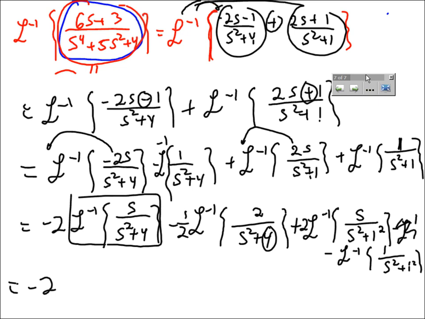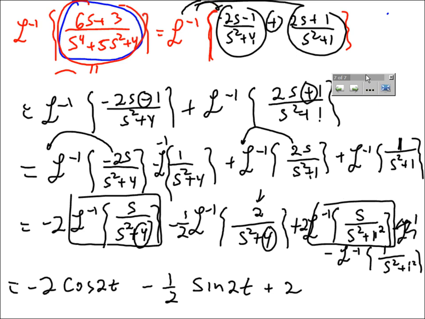The thing is, we're supposed to just memorize things like that. This is either a sine or a cosine. Since it has s on top, it's going to be the cosine. It's going to be the cosine of, that's 2 squared, so 2t, minus 1/2. Since it doesn't have s on top, I use the one that does have s. It's the sine of 2t, plus 2 times this.